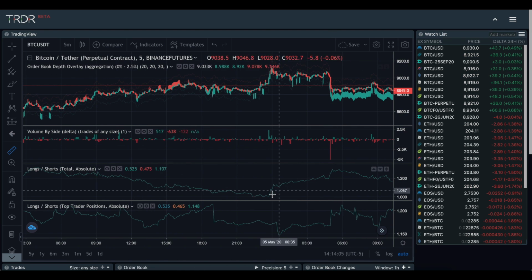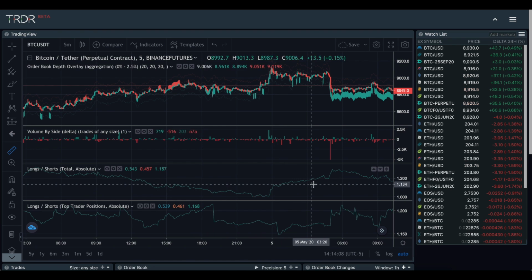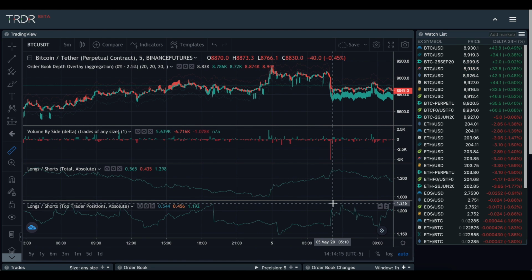And as price fell, we can see that these total positions began to just continue to climb up. They just continue to buy it up no matter where the price was. But what did the top guys do?